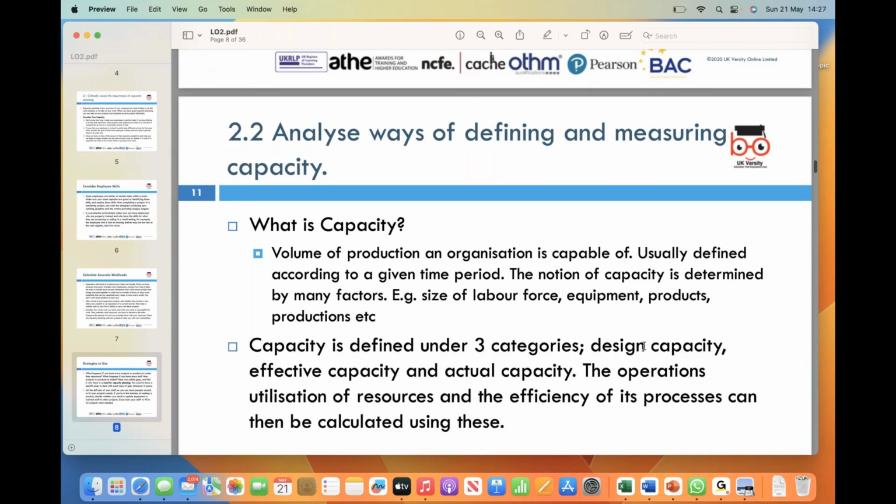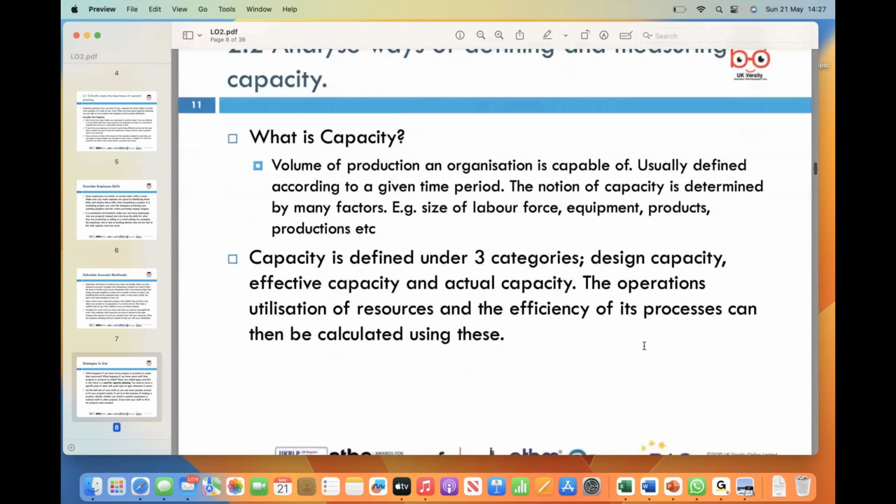So the operation's utilization of resources and the efficiency of its process can be calculated using these. Design capacity represents the maximum output an organization can achieve under ideal conditions. It assumes that all resources are available and functioning at their full potential. Design capacity provides a benchmark for evaluating the overall capabilities of any organization.